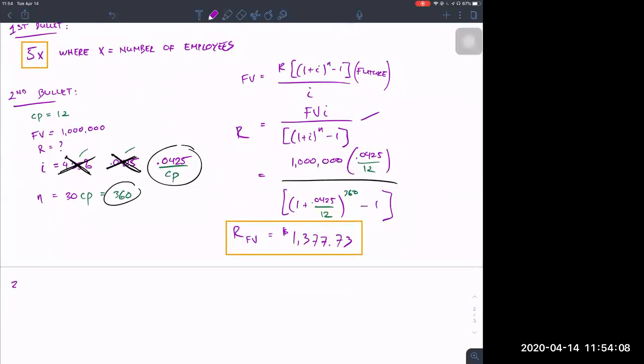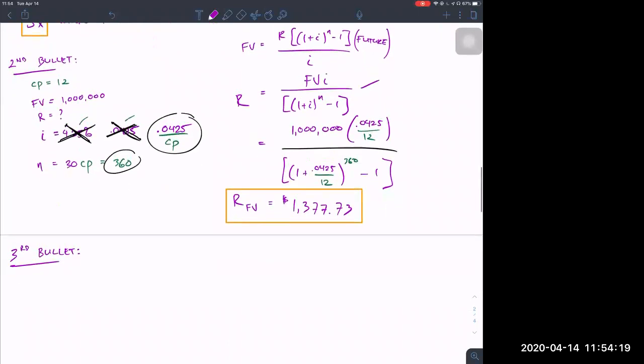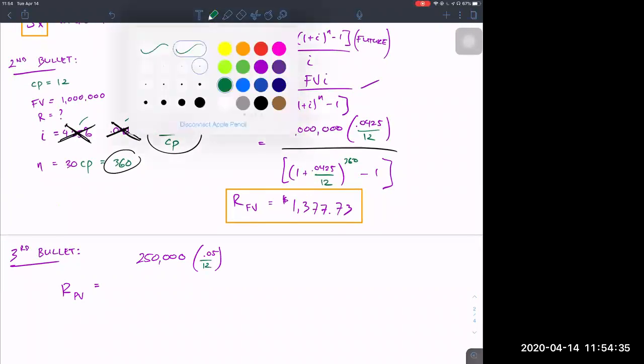Now, if you did it as intended by reading the instructions, you don't have to worry about this right now. This just might seem a little redundant, but right now I'm going to go straight into the annuity itself. So the present value here that we're going to be solving for is, again, that lease of $250,000 at 5%. It's compounded monthly.